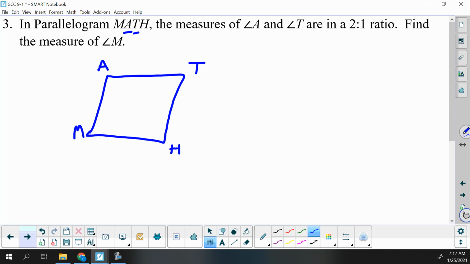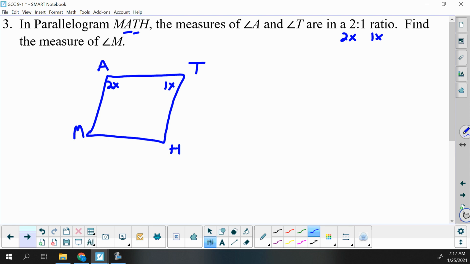Whenever you have a ratio, you want to just stick x after each of them. So we're going to think of A as being 2x and T as being 1x. Well, we're working with angles. So on our green card, we have two angle properties. Parallelogram implies opposite angles congruent, and parallelogram implies consecutive angles supplementary.